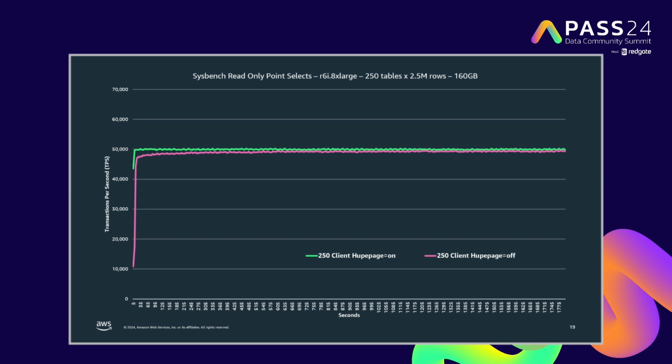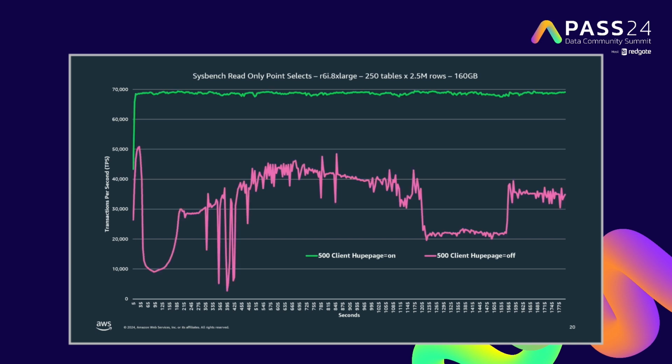The green line is with hugepages, and the pink line is with hugepages off. So what we see is that essentially for this number of clients with a 160 gig working set, you don't see much difference. You see a little bit of ramp up because there's a little bit of overhead on the smaller blocks for the page table, but you wouldn't probably care too much, right?